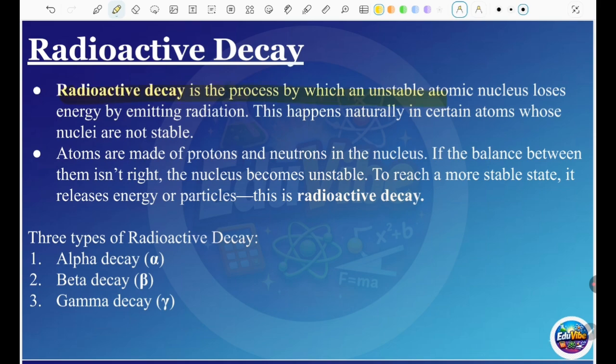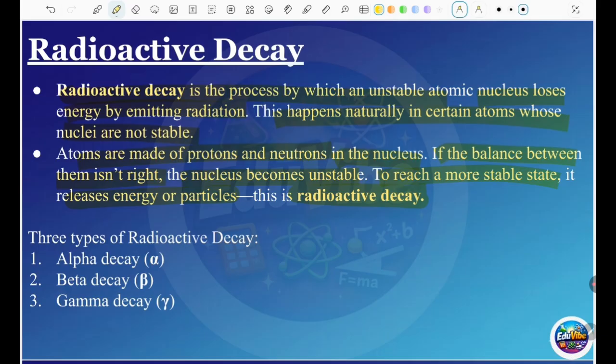So, radioactive decay is the process by which an unstable atomic nucleus loses energy by emitting radiations. It happens naturally in certain atoms whose nuclei are not very stable. Atoms are made of protons and neutrons in the nucleus, as we discussed. If the balance between them isn't right, the nucleus becomes unstable. To reach a more stable state, it releases energy or particles, and that is called radioactive decay. So that's the whole process.